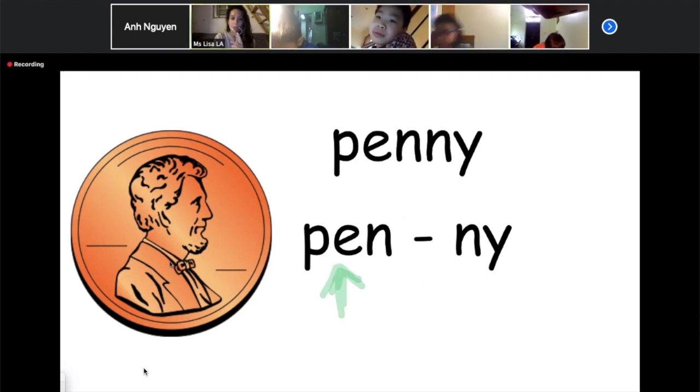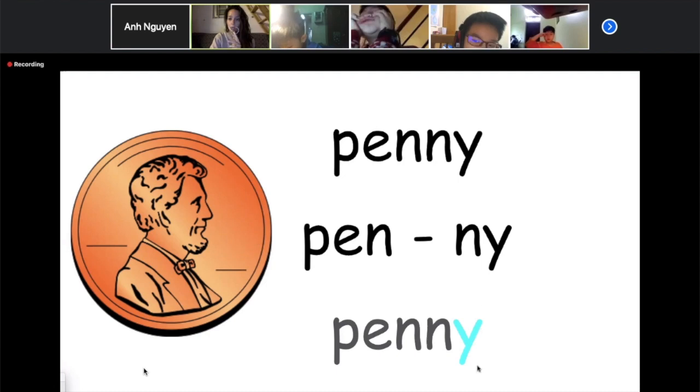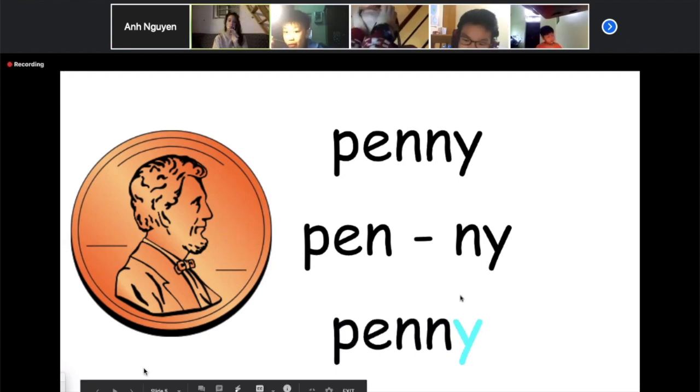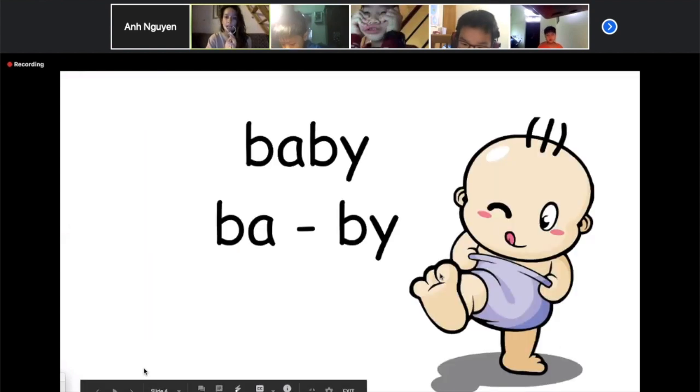And what about in our second syllable? Lisa, what vowel sound do you hear? Just the vowel. E, right? Made by our letter Y. Okay. So we hear the E spelled like Y at the end of the word penny. Same as the word baby.